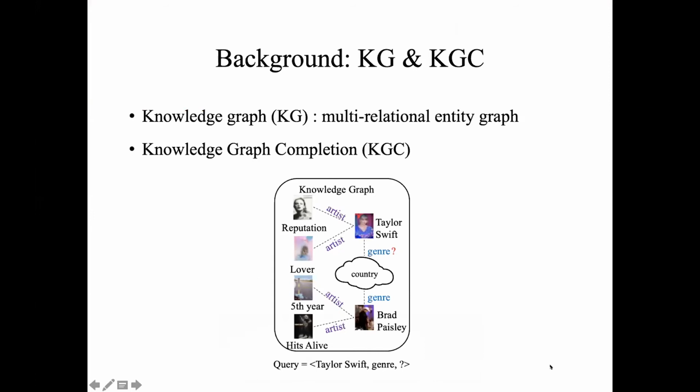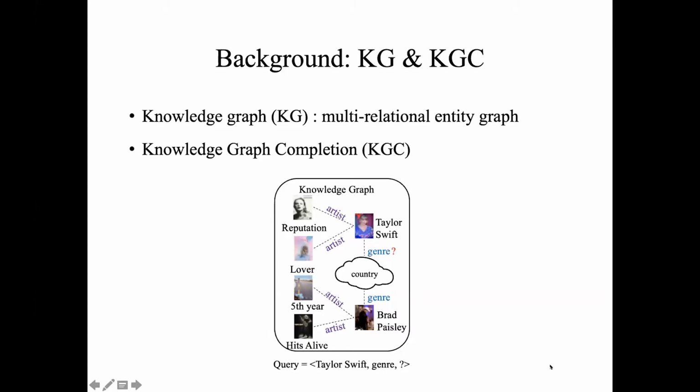Knowledge graph is typically a multi-relational entity graph containing entities as nodes and relations as edges. Knowledge graphs are important resources for many artificial intelligence tasks, but often suffer from incompleteness. To address this problem, researchers propose a task: knowledge graph completion. Knowledge graph completion aims to automatically infer the missing fact information in knowledge graph.